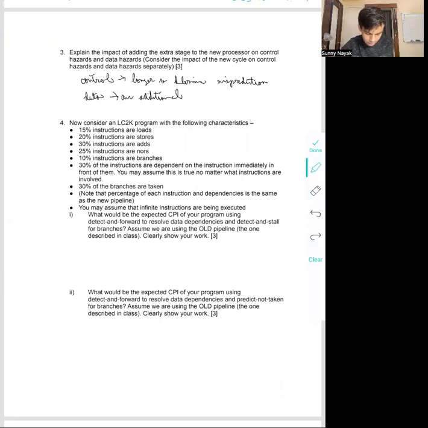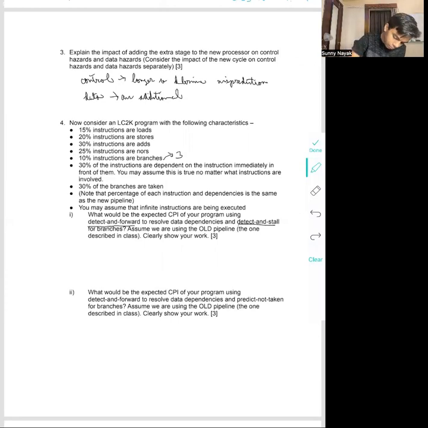What's the CPI? So here in this first one, remember, we have detect and forward as well with detect and stall for branches. So whenever we see a branch instruction, because we're using detect and stall, we're going to stall for 3 cycles, right? Whenever we see any other type of conflict, we're going to resolve them using detect and forward. And remember, in our old pipeline with detect and forward, I'm only going to stall when I have a load instruction followed immediately by a dependent instruction. I'm only going to stall for 1 cycle.